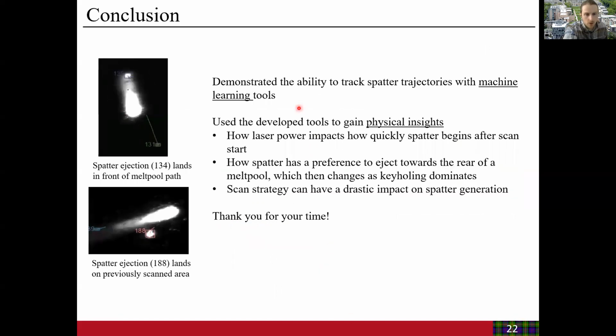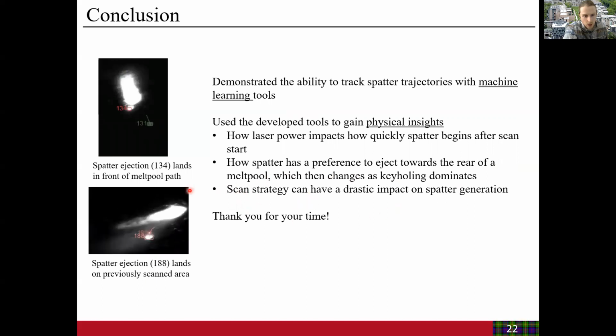So last, just to conclude, we've demonstrated the ability to track spatter trajectories with machine learning tools. We showed that processing pipeline. We went through the validation and showed the performance of that. And then we were able to analyze a multitude of high-speed videos to gain some physical insights into spatter generation. What we showed is how laser power can impact how quickly spatter begins after a scan start. We also showed how spatter has a preference to eject towards the rear of a melt pool, but that preference changes as we switch to keyholing, which then starts to eject spatter particles in all directions. And lastly, we showed how scan strategy can have a drastic impact on spatter generation.